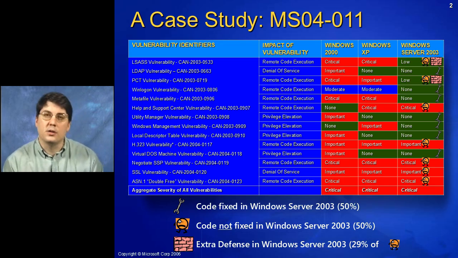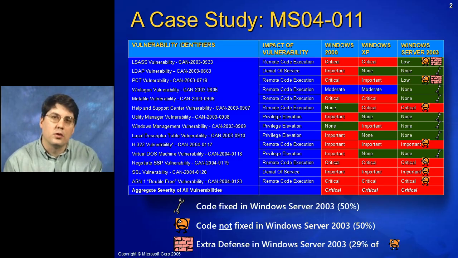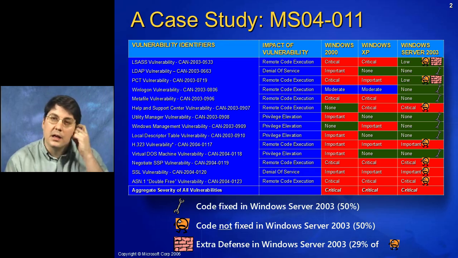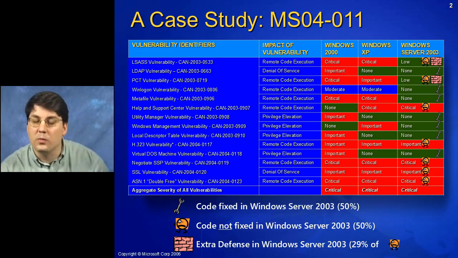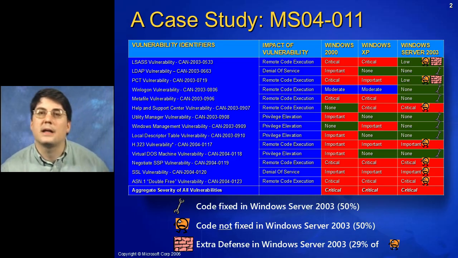This slide shows you a pretty good example of the actual tangible benefit we've gotten from attack surface reduction over the years. This breaks down all the individual vulnerabilities in one of our bulletins we published in 2004, namely MS04-011. As you can see, there's a bunch of different vulnerabilities here. And this shows the effect on each of a various set of Windows systems, Windows 2000, Windows XP, and Windows Server 2003, with respect to each of the vulnerabilities referenced in this bulletin.